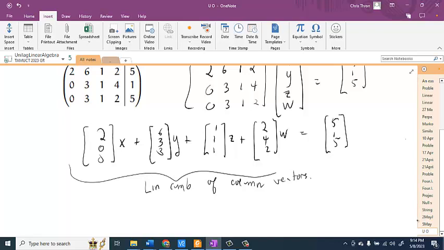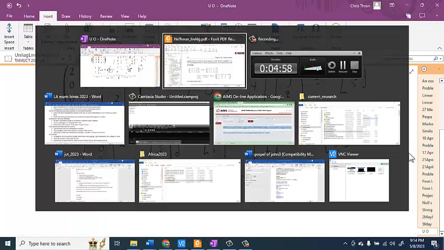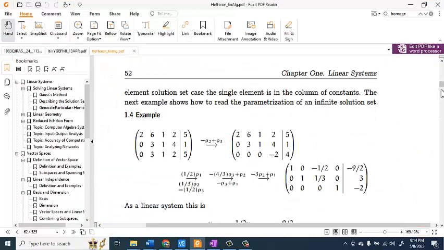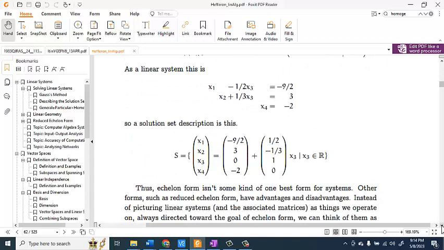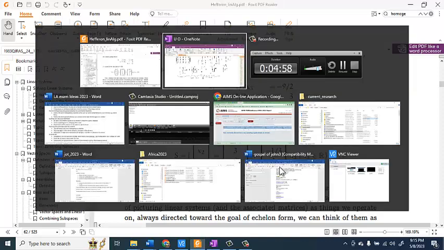Right now, let's look at the solution. He wrote x1, x2, x3, x4 instead of what I wrote, so let me do this here. Now this is the inhomogeneous solution. This is the homogeneous solution because it's multiplied by x3. Let me write down this homogeneous solution: 1/2, minus 1/3, 1, 0.